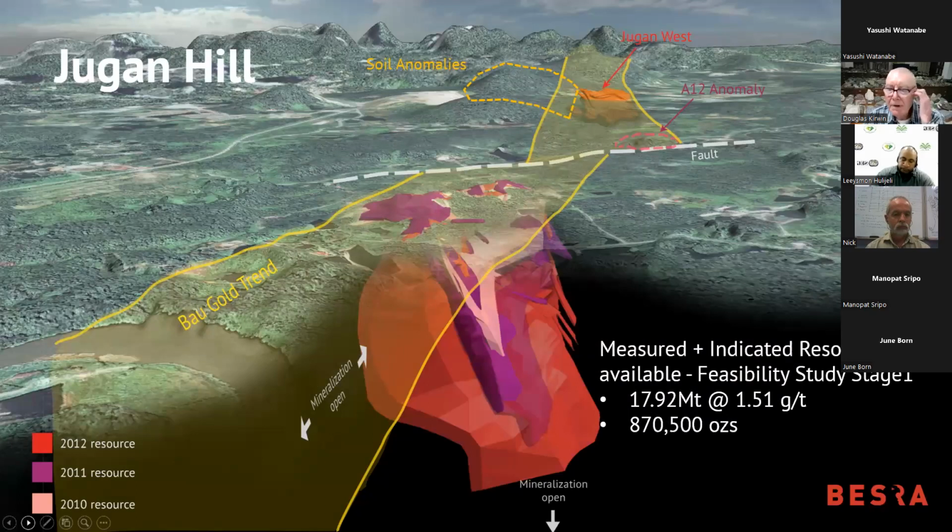This is from the Besra website. Besra is a company that's currently working at Bau, and it shows an earlier version of the block model. So far, they've estimated almost 18 million tonnes at 1.5 grams gold for roughly 870,000 ounces. However, whilst it's outcropping at surface and potentially open pittable, one of the challenges is the refractory nature of the gold.